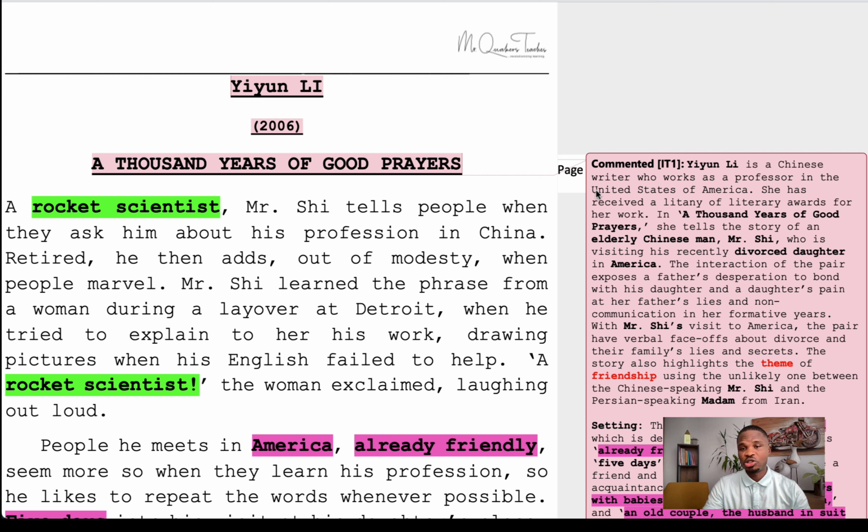In this lesson, I'll be analyzing the short story Yiyun Li's 1,000 Years of Good Prayers. I'll read portions of the story and explain the different figurative devices, stylistic devices, the point of view, the tone, and other important aspects of the short story. Essentially, I'll try to simplify the story so if you're writing it at the GCSE, if in the UK, or the IGCSE as an international student, or any other exam for that matter, where you're required to speak about the short story 1,000 Years of Good Prayers, you'll be able to do an excellent job. Let's dive in.